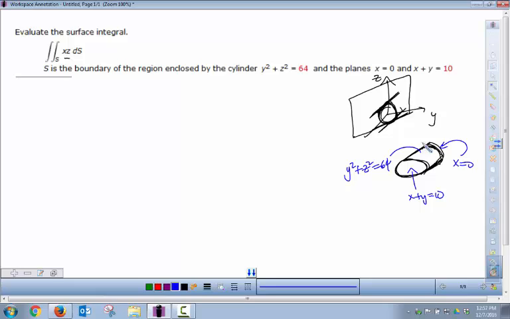S is the boundary of the region enclosed by the cylinder and the plane. So it'll have to be these three surfaces that we're dealing with. Okay?